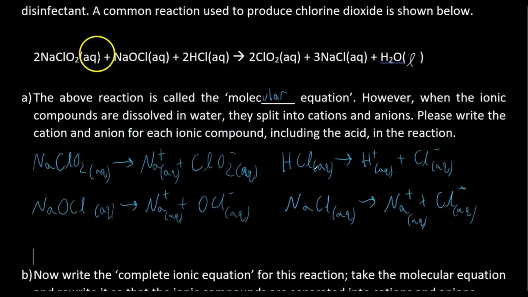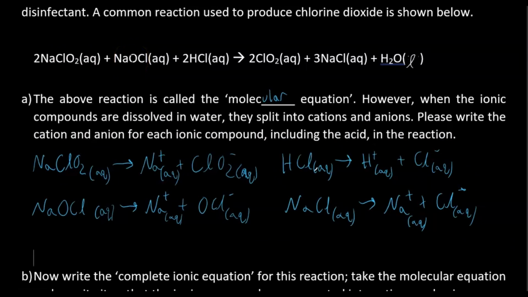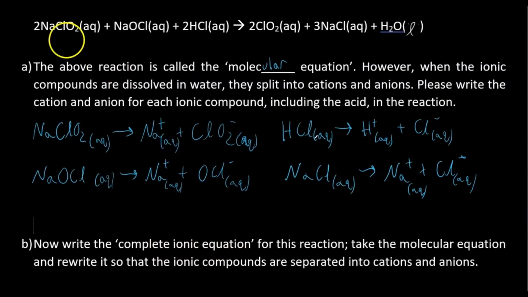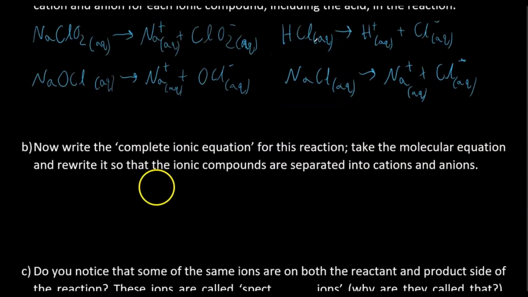Okay, so now that we've identified which molecules dissociate and which don't, we can write something called the complete ionic equation. Here's the molecular equation in molecular form. The complete ionic equation is this exact same equation, except we'll write the ionic compounds in terms of their ions, in terms of the cations and the anions. Here's the cation for this one, and this is the anion for this one. So let's write that out.